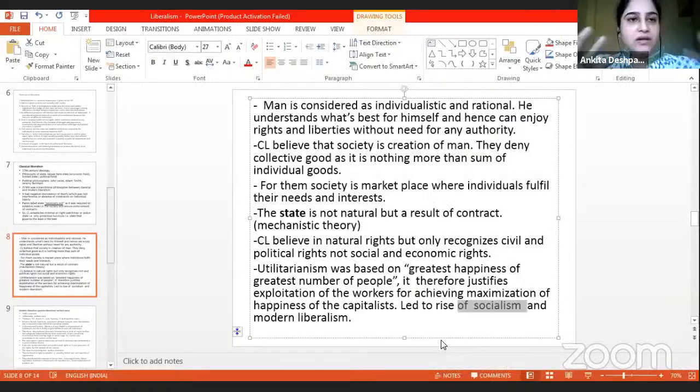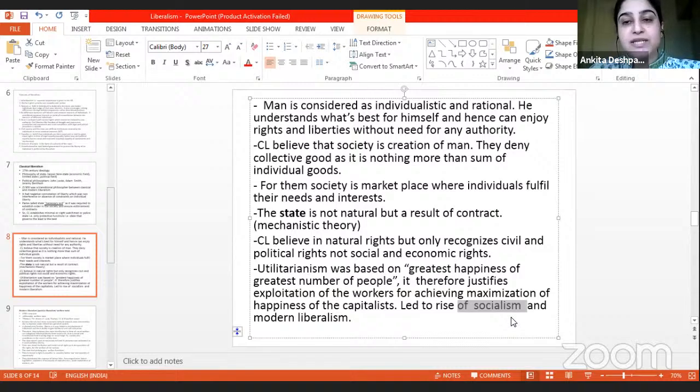So what happened? Social division started taking place. And because social division started taking place, Karl Marx rose. Karl Marx said, look, this capitalist class, the bourgeois class, needs to be overthrown, and the worker class needs to establish its own rule.